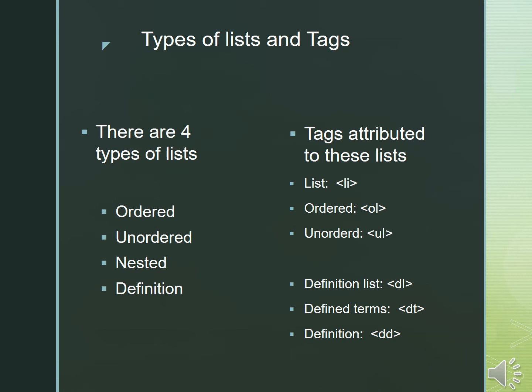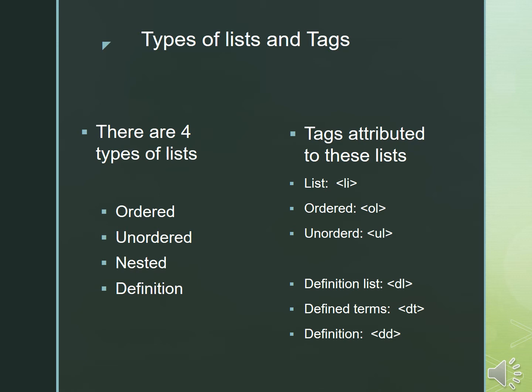Which are the tags which are used to define these lists? Ordered and unordered list is always followed by a list item tag, which is li. Li is an empty tag, so it need not be followed by /li. Even if you specify /li, it will not produce any error.